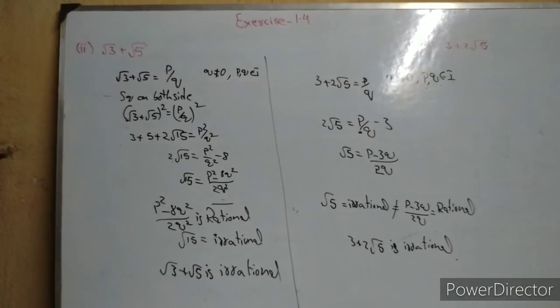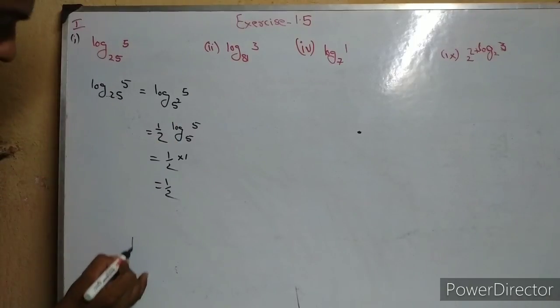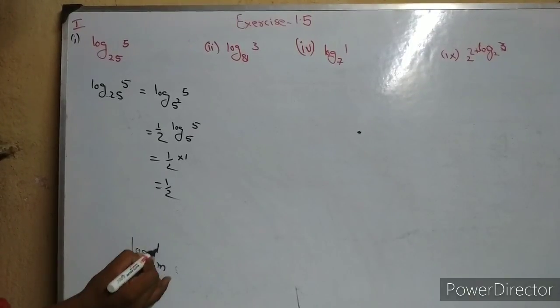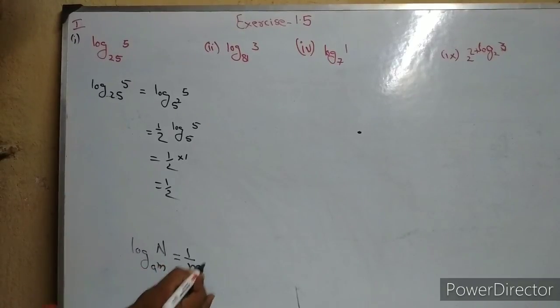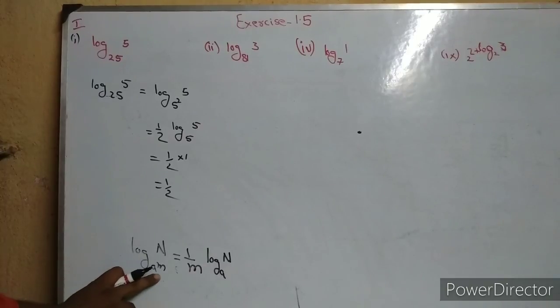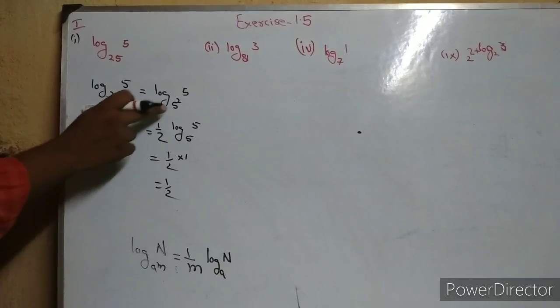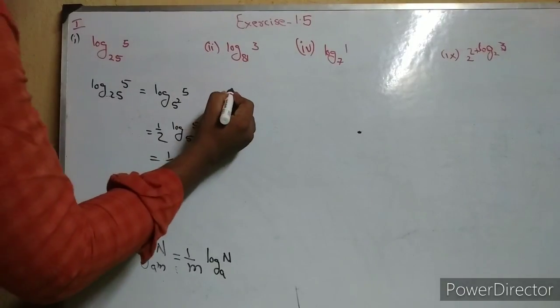Next, moving on. Right. So what is the formula we are using here? Log a power m of n is equal to 1 by m log base a of n. So we are taking the base power, which will become 1 by m, right? So we are using that here. Base power will become 1 by 2. Now look at this question also.